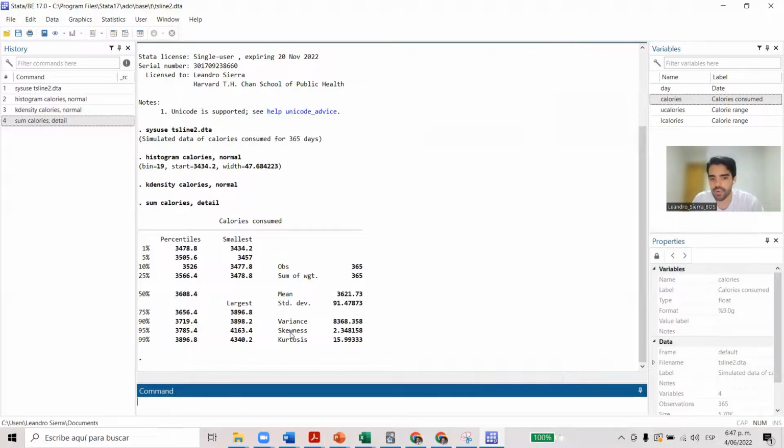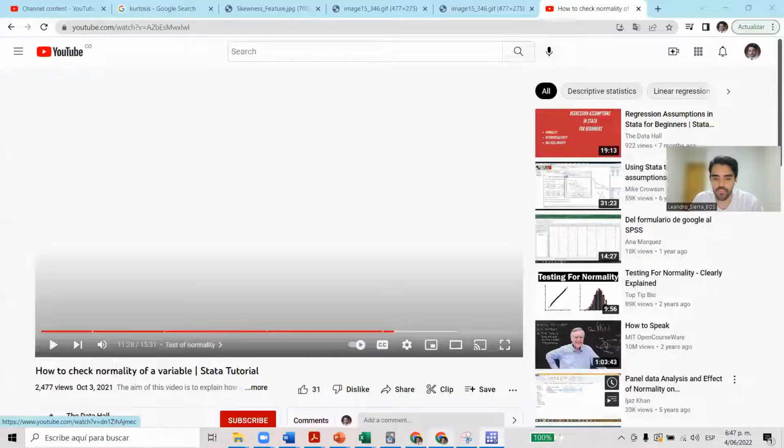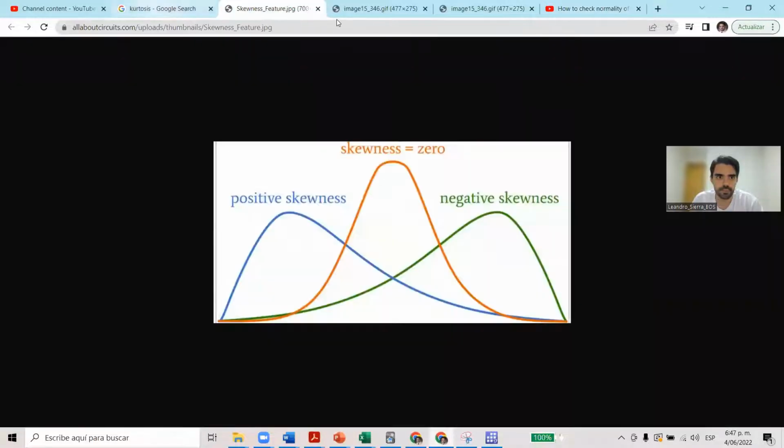And something that is pretty interesting is the skewness and the kurtosis. So what does it mean? Let's start with the skewness. If the skewness is zero, we're going to have normally distributed data. If we have a skewness that is more than zero, we're going to have a positive skewed data. And if the skewness is less than zero, we're going to have a negative skewed data.